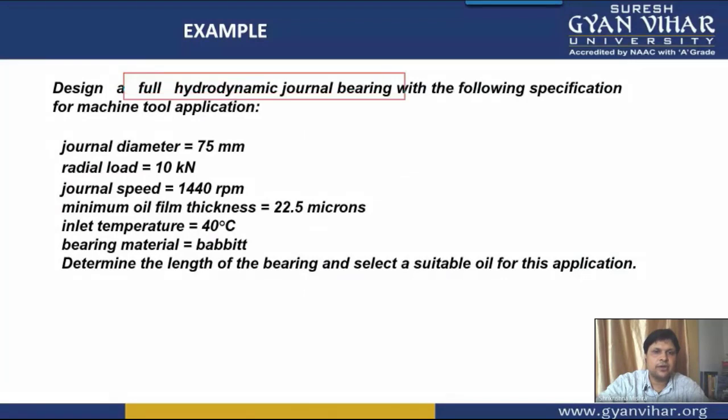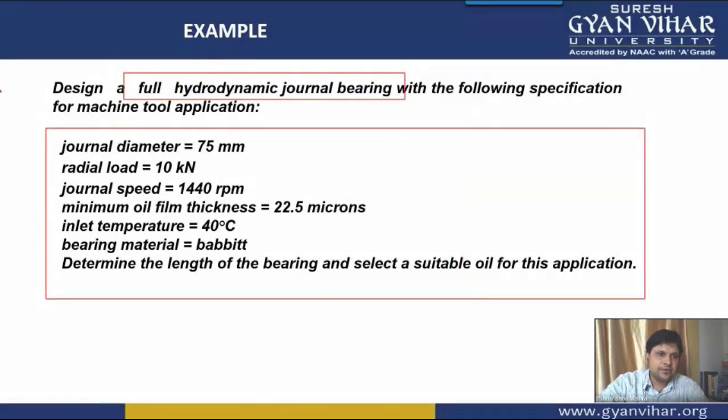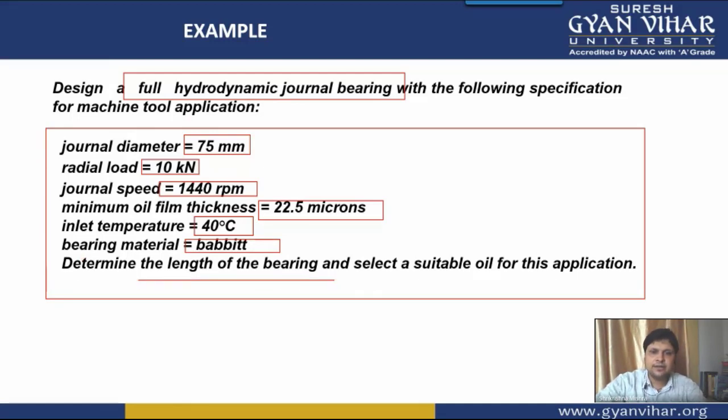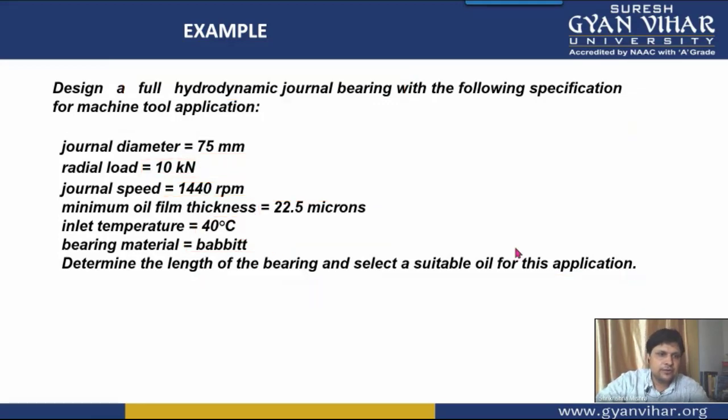Let's see this variable. We have to design a full hydrodynamic journal bearing, and these are the values given to us. Journal diameter is 75 mm, radial load 10 kilonewton, journal speed 1440 rpm, minimum oil film thickness 22.5 microns, 40 degrees centigrade is the inlet temperature, and the material is babbitt. We have to determine the length of the bearing, and select a suitable oil for this application.